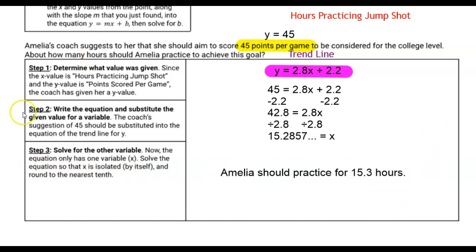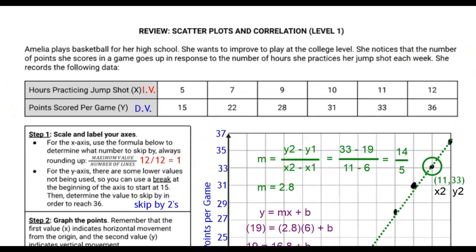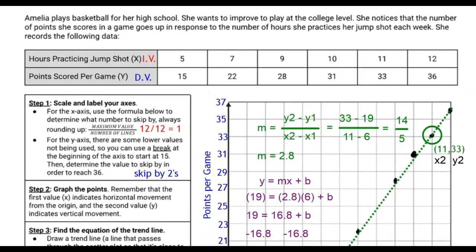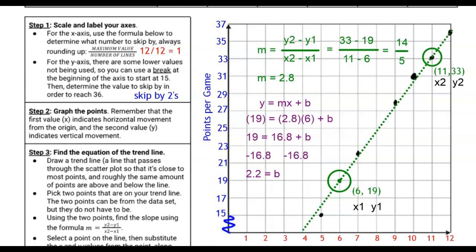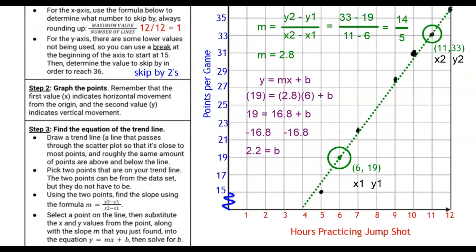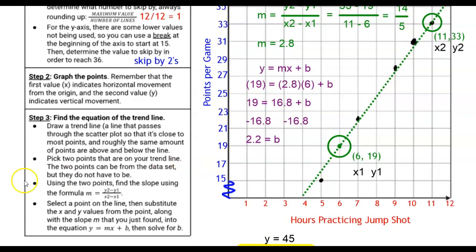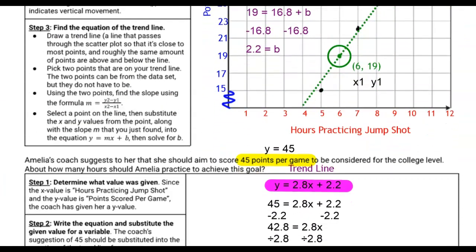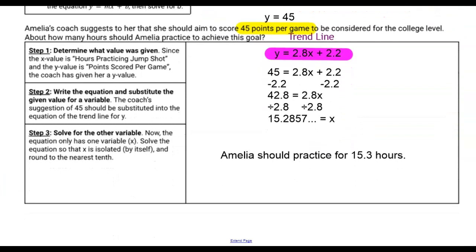Okay, perfect. Folks, that was the video on practicing scatter plots and correlation. We made a scatter plot, scaled and labeled axes. We picked 2 points on the trend line and found the equation of the trend line. And then we used the equation of the trend line to make a prediction about the future, to make an extrapolation on what the value of y should be if x is equal to a set value.